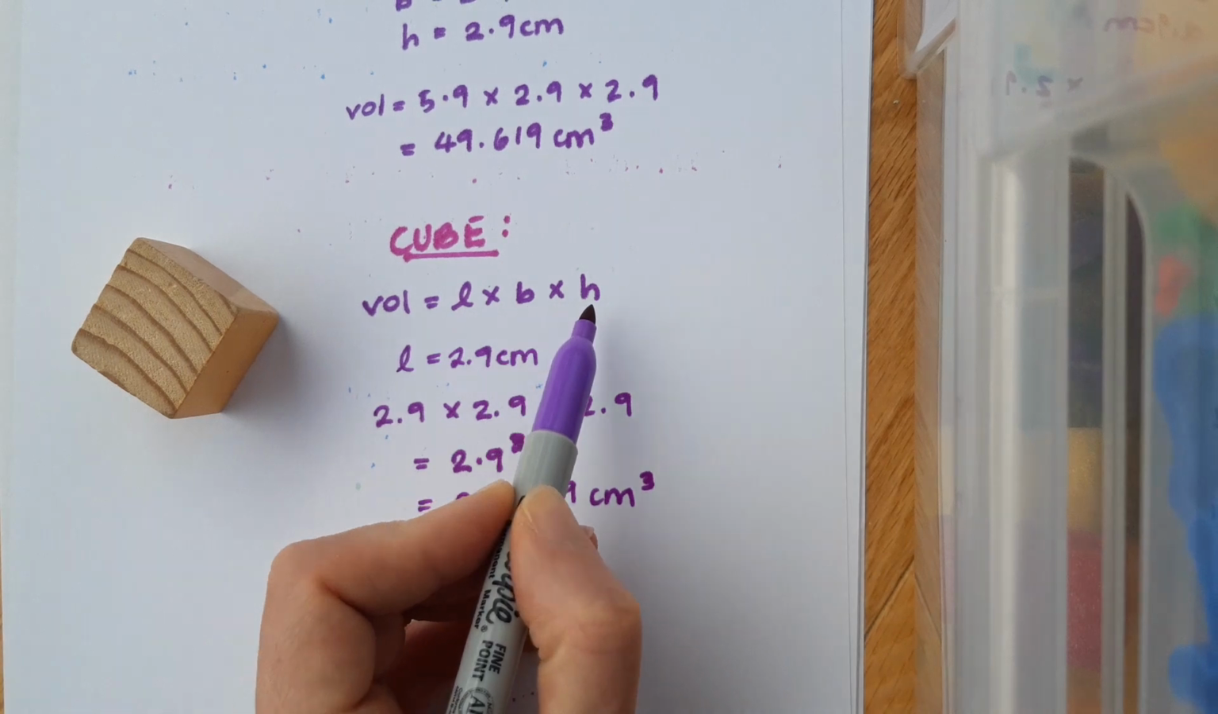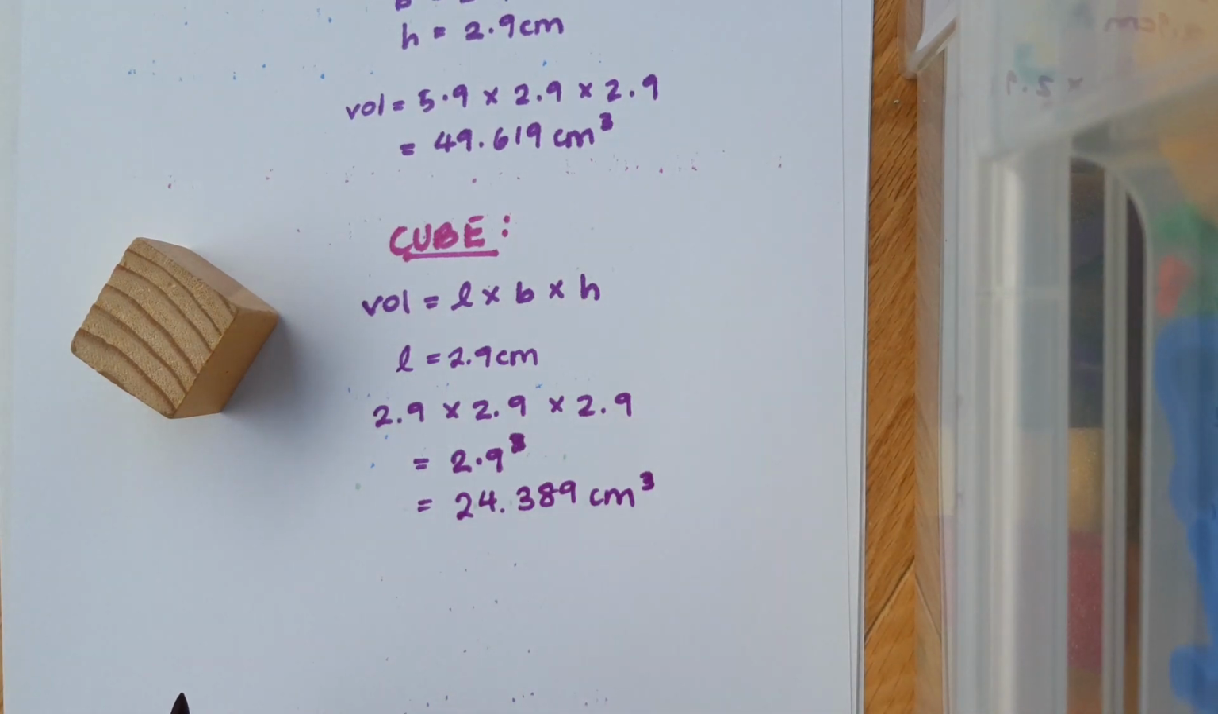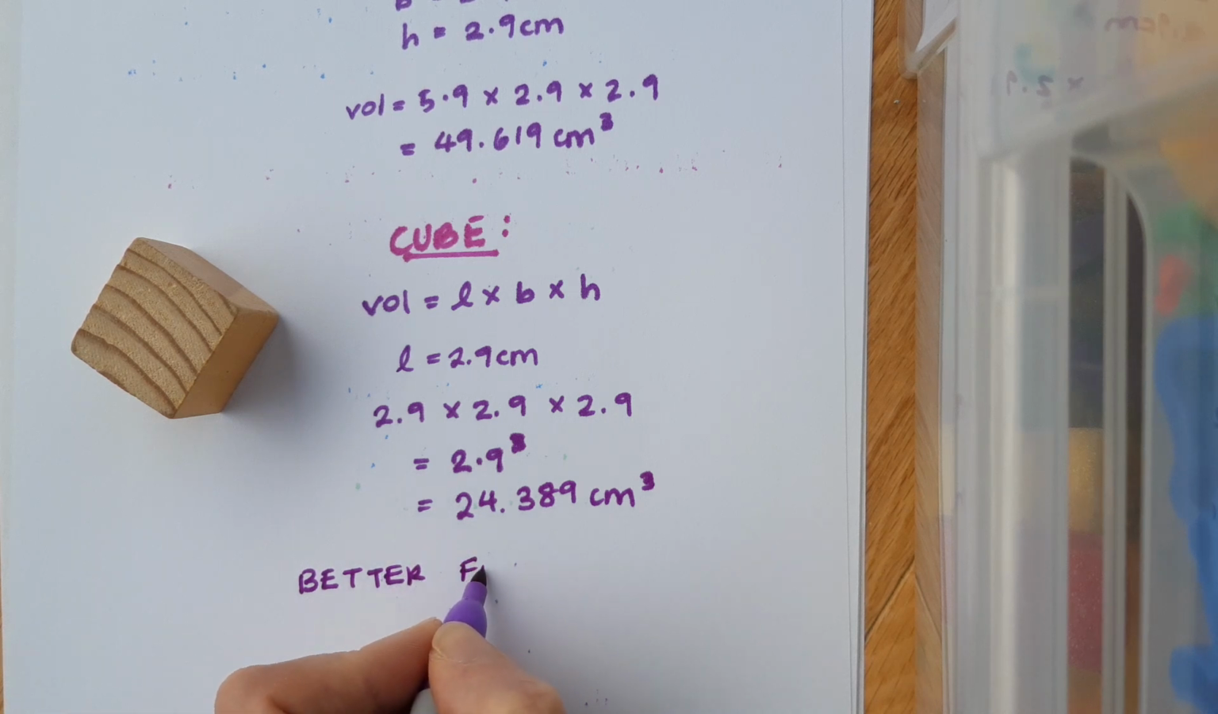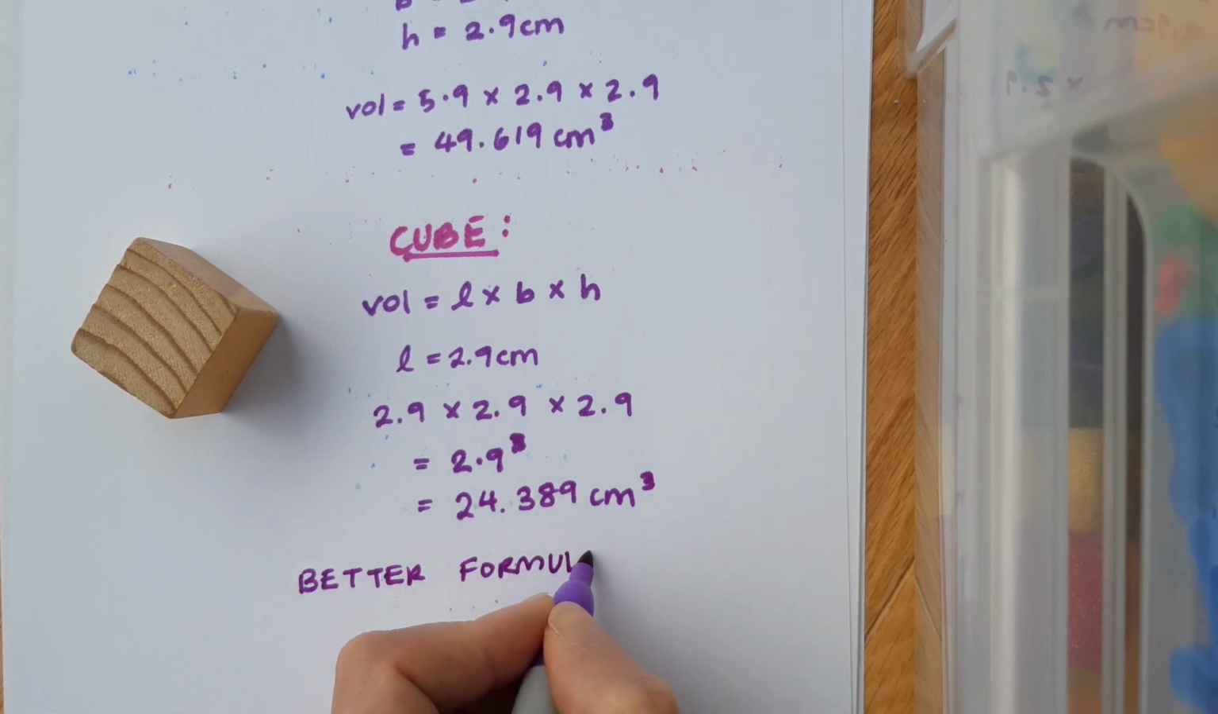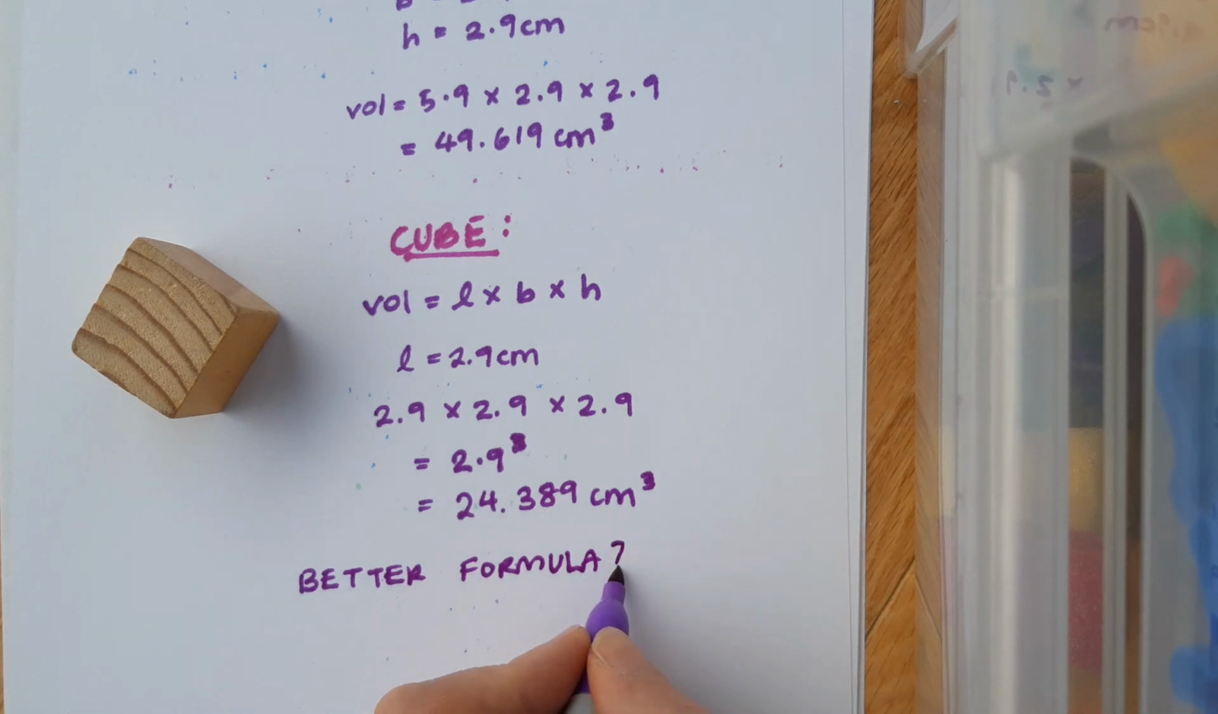Now, thinking back to the formula for volume for a cube, it seems a bit excessive to write down length by breadth by height if I don't actually need to go about writing all of that out in my calculation. So take a second for yourself, and is there a better formula, a more concise, efficient formula that you could write down for the volume of a cube? Take a second to have a think about this, see what you come up with, and then unpause the video.